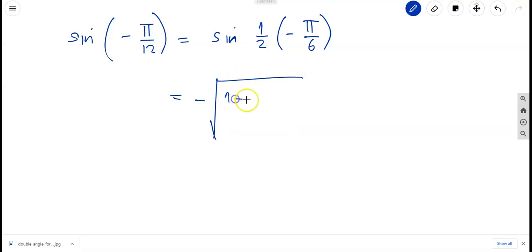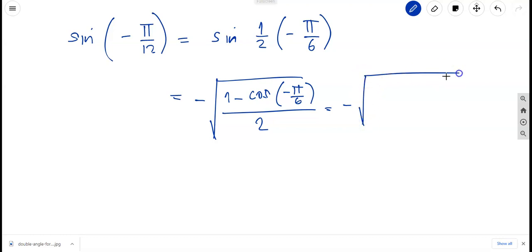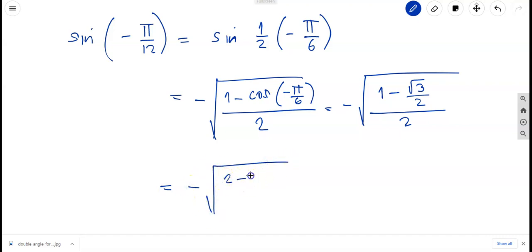Square root of 1 minus cosine, because this is sine, so 1 minus cosine of negative pi over 6 all over 2. Next, negative square root of, cosine of negative pi over 6 is also 30 degrees, so 1 minus square root of 3 over 2, all over 2. Then simplify this one: we make the same denominator, so you get negative square root of 2 minus square root of 3 over 2 all over 2.